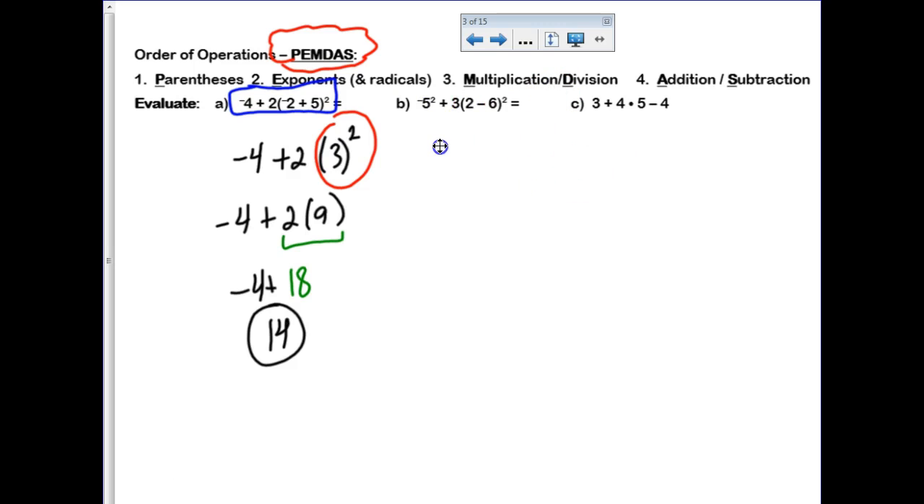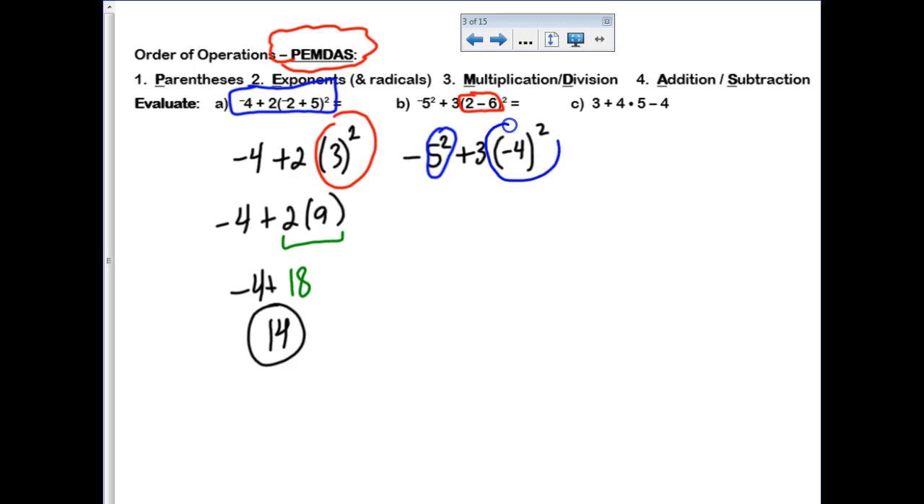Alright, so here, if you are doing this on your calculator, you would just type it in, but you know what, for fun, let's do it without the calculator, starting with the parentheses. So right here in the parentheses, 2 minus 6 is -4. So this is a -5 squared plus 3 times -4 squared. So now we have some exponents to look at. Right here, 5 squared, that is an exponent problem. It is not negative squared though, so I'm not circling the negative part.